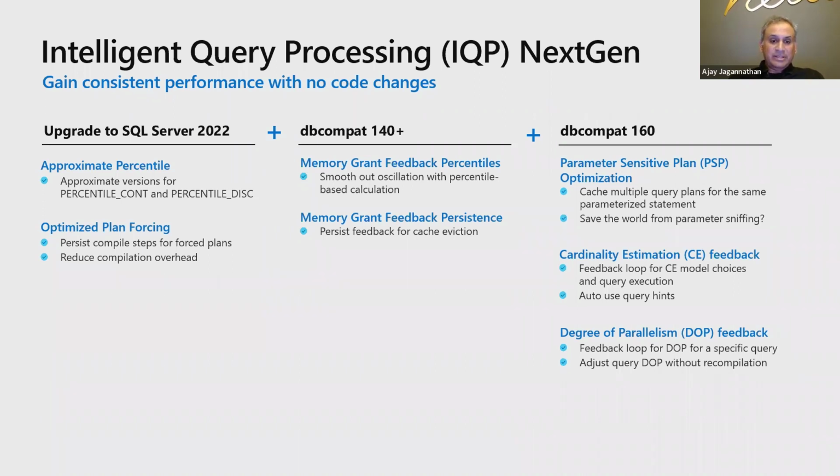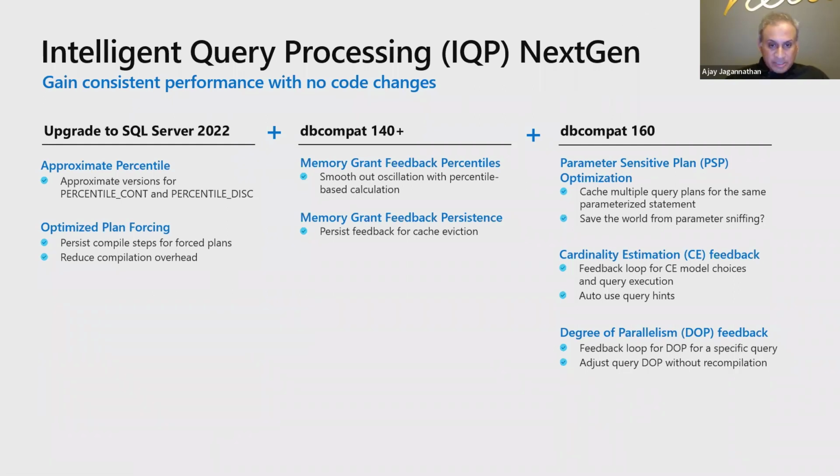The next category is DB compat 140 plus. Let's say you're upgrading from SQL 2016 or 2017, where we introduced the memory grant feedback features. You automatically get enhancements to these features in the same compatibility level. We tuned the algorithm for memory grant percentile, so you get more predictable feedback and the actual grant percentage that needs to be given by the server. Not only that, if Query Store is turned on, you will also get persistence of that feedback, which means if the plan is evicted from cache or if the server restarts, we will be able to pull it from the Query Store and use it for the query.